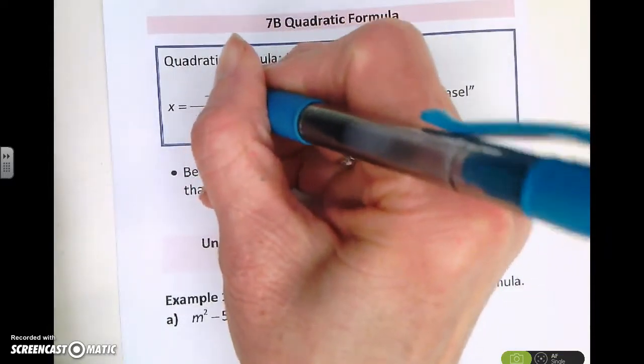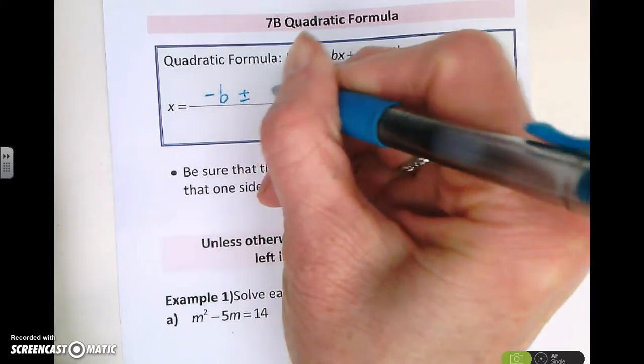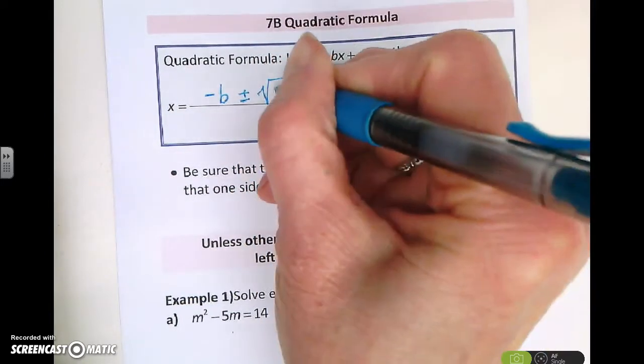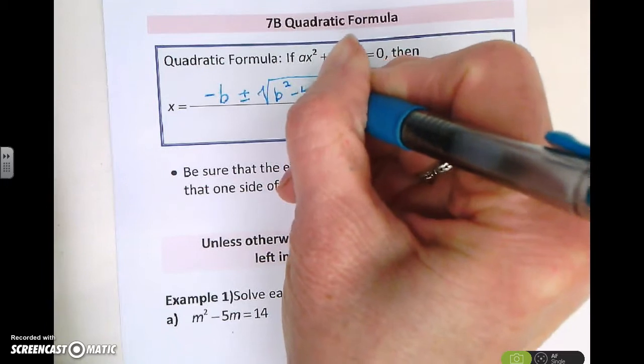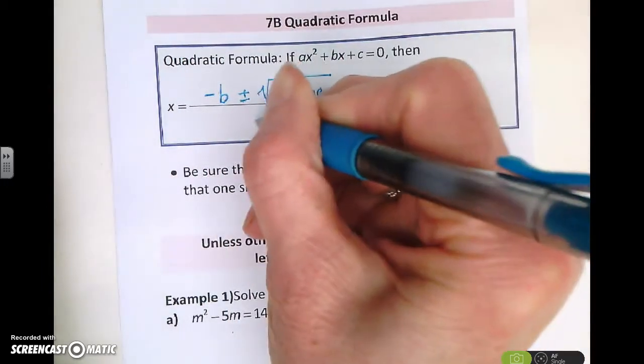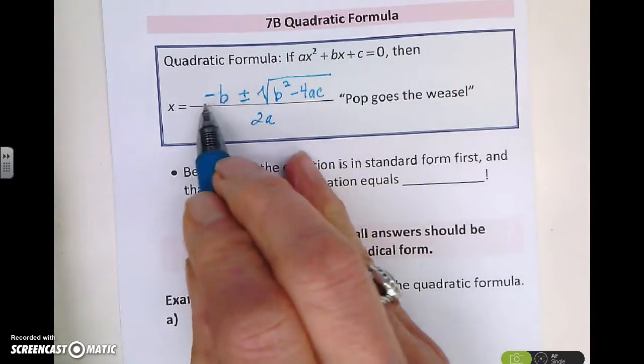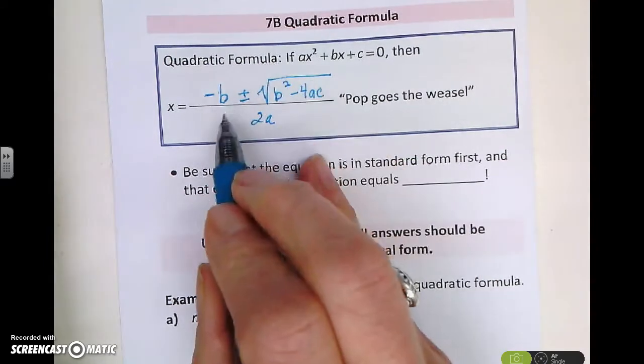x is equal to negative b plus or minus the square root of b squared minus 4ac all over, notice that line goes all the way across, 2 times a. And so that will be our answer.